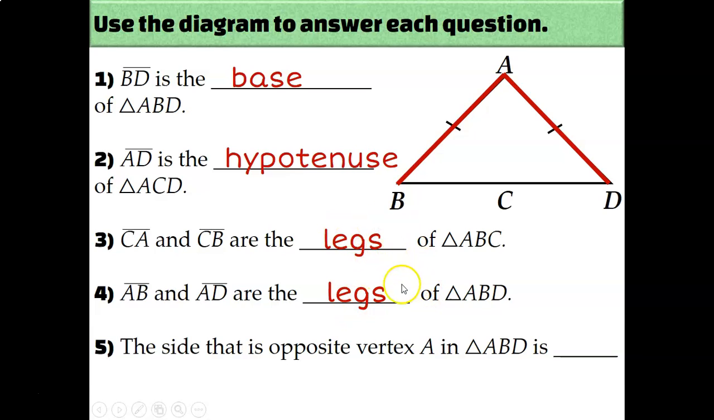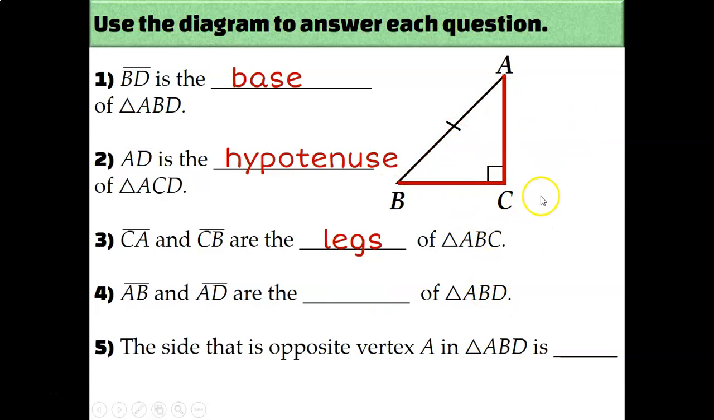So you'll notice we actually have two different things that are called legs for triangles. It depends on what kind of triangle you're looking at. If you're looking at an isosceles triangle like this one, the legs are the ones that are congruent to each other. And if you're looking at a right triangle like this one, the legs are the sides that create the right angle.